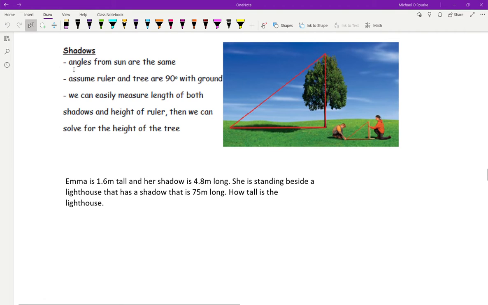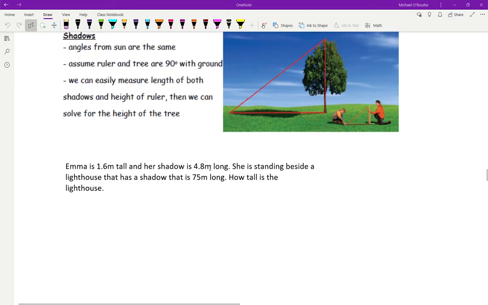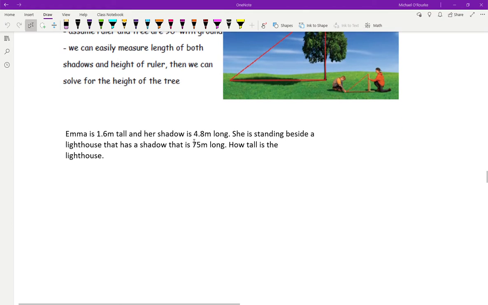So, angles of the sun. If we take a look at shadows here, these people want to find the height of this tree. So what they can measure is the shadow of the tree, but they can also take a meter stick out. Since they know how tall the meter stick is, they can take a measurement of the shadow of the meter stick and then use that to set up a triangle. Okay? So let's try to draw this word question out.